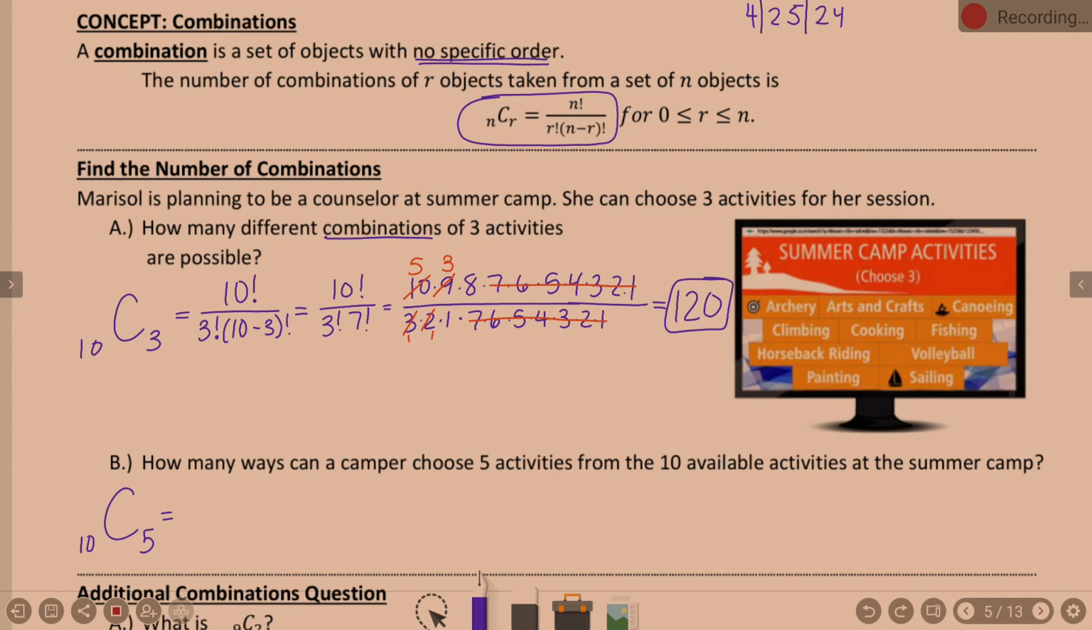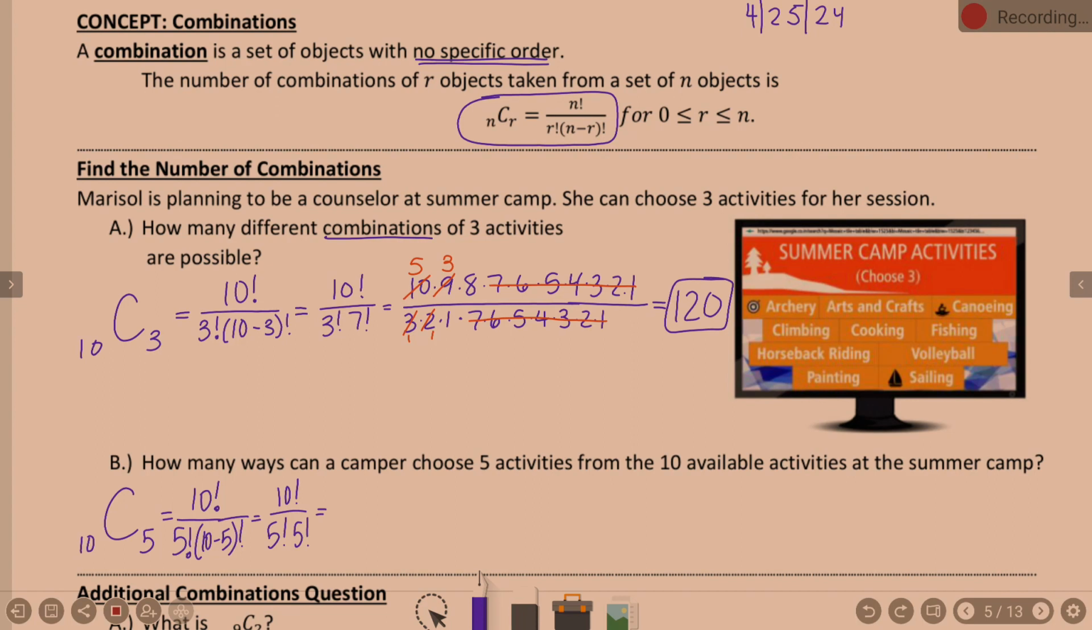Okay, practice this setup with me a little bit. On top, we're doing 10 factorial. On bottom, it's r factorial first, which is 5 factorial. And then the second piece is n minus r, so 10 minus 5 factorial. Clean it up. 10 factorial on top. On bottom is 5 factorial times 5 factorial. Notice 5 plus 5 is 10, isn't it?